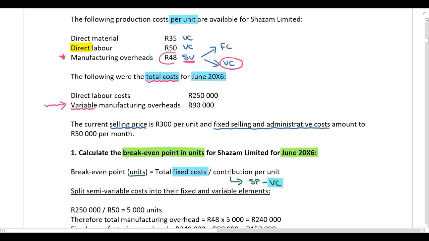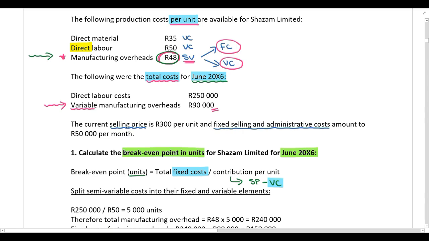So if we can work out what this cost is in total, because we have the unit cost, so if we can say 48 Rand per unit and multiply by the number of units to get that cost in total, if we then deduct the variable portion, we'll be left with the fixed portion. So that's how we can split the semi-variable cost in this question. Now, another problem that we're facing is we don't know the number of units that were manufactured in June 20X6. If we want to calculate this cost in total, we need to take the 48 Rand per unit and multiply by the number of units. So first, we need to determine how many units were manufactured in June 20X6.